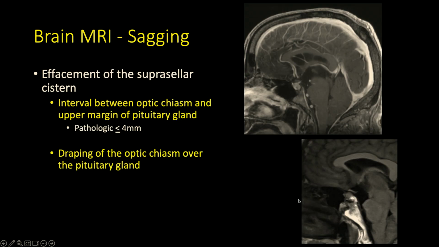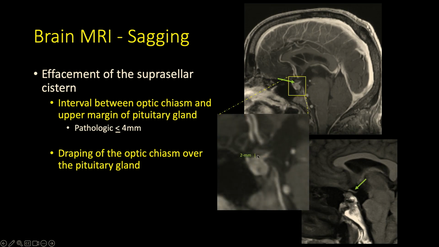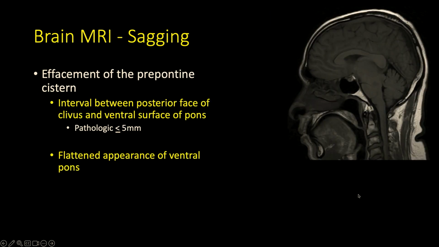So for effacement of the suprasellar cistern, this is measured as the interval between the optic chiasm and the top of the pituitary gland. A measurement of less than 4 millimeters is considered abnormal. I'm not a numbers person. I never measure this. I just eyeball it and estimate it, but you can see there's narrowing between the optic chiasm and the pituitary gland. The other finding to look for is if you see this draping of the optic chiasm over the sella, that's a finding of brain sagging as well.